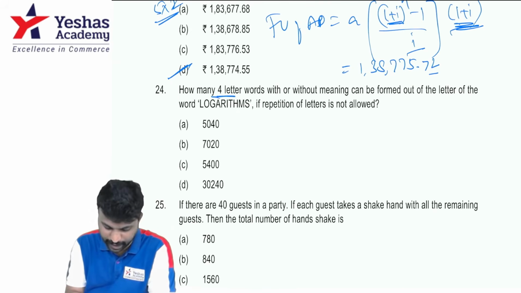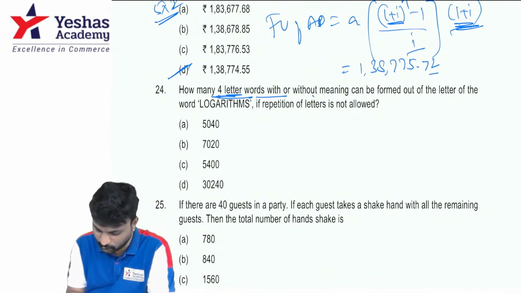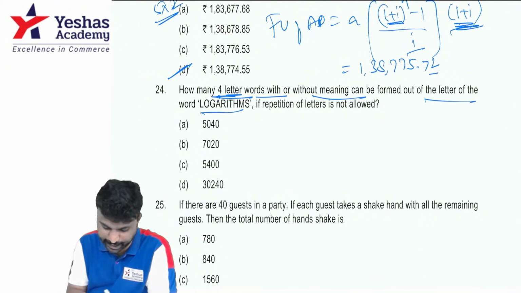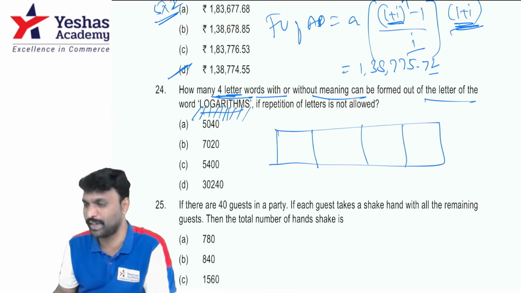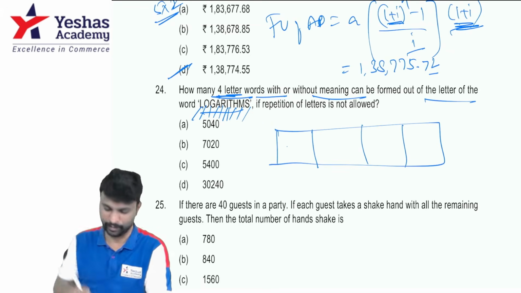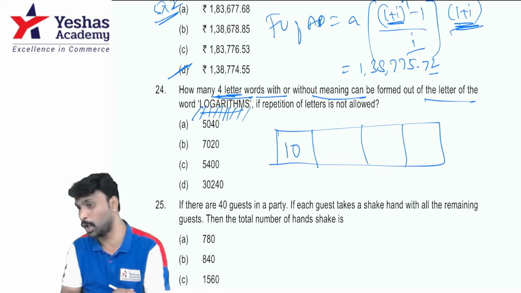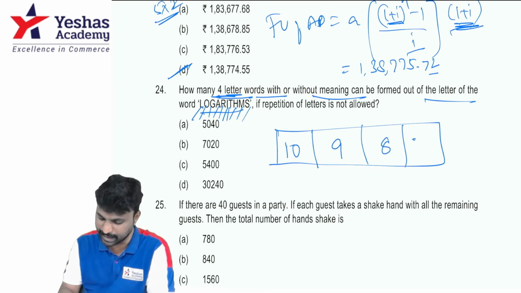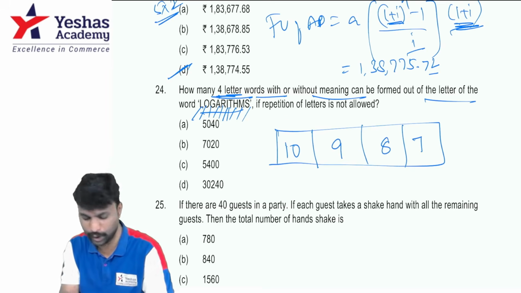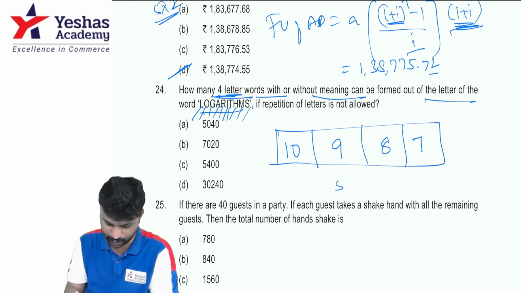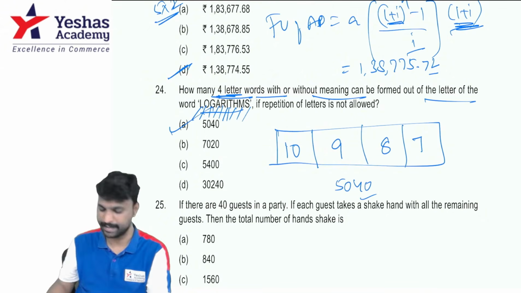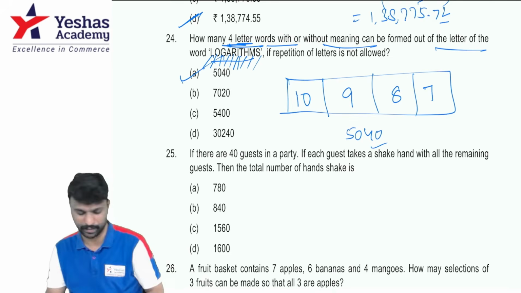24th. So we need to find how many four-letter words, with or without meaning, can be formed with the letters of the word logarithm. Logarithm has how many letters? 1, 2, 3, 4, 5, 6, 7, 8, 9, 10. So out of 10 letters, we have to form a four-letter word. To fill the first position, I have all the 10 options open, and then 9, and then 8, and then 7. So 10 into 9 into 8 into 7 fetches me 5040. Option A is the right answer. There's no repetition, so nothing needs to be divided.